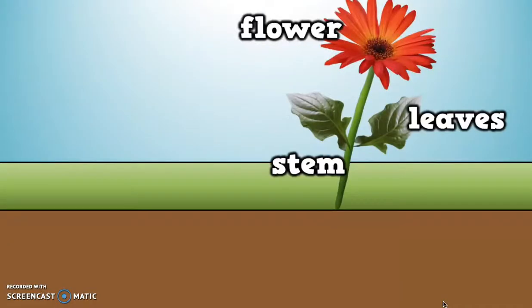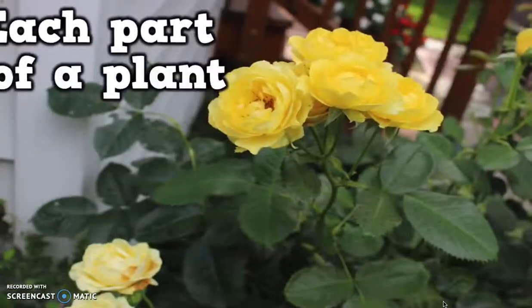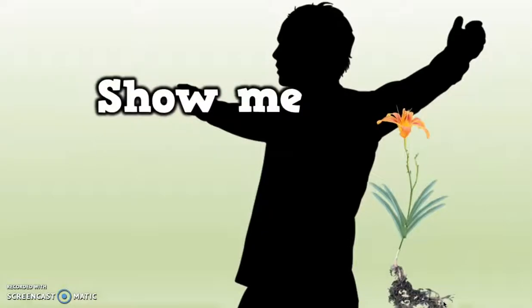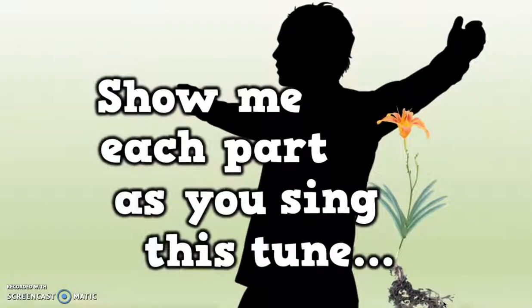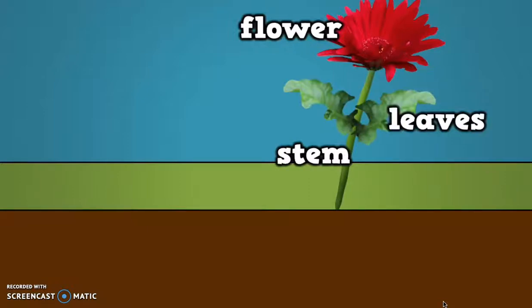Flower, stem, leaves, and roots. Each part of a plant has a job to do. Show me each part as you sing this tune. Flower, stem, leaves, and roots.